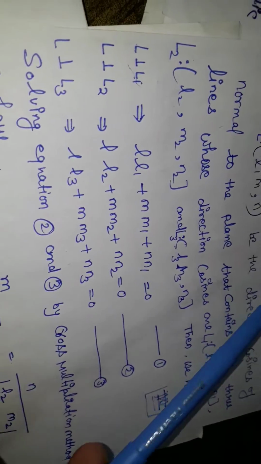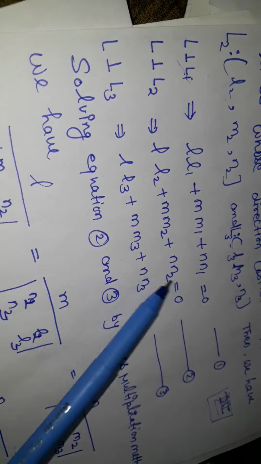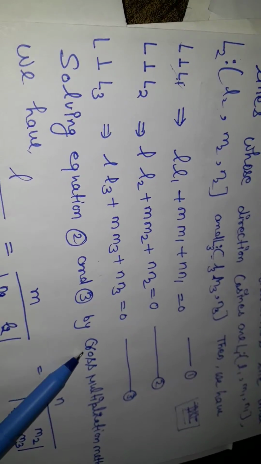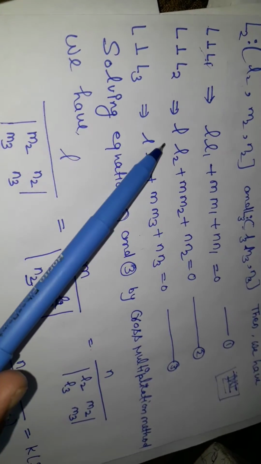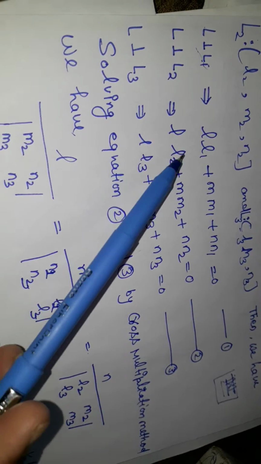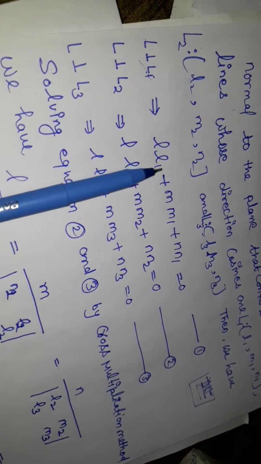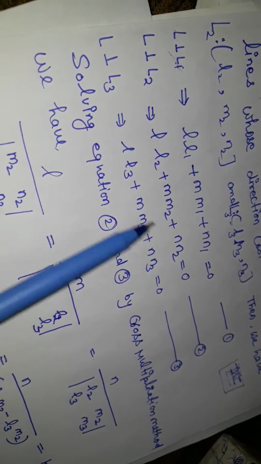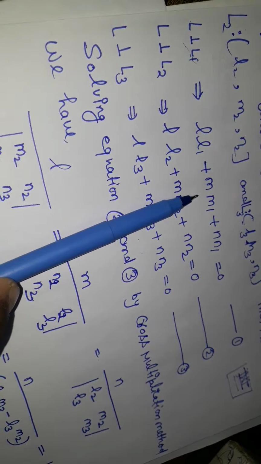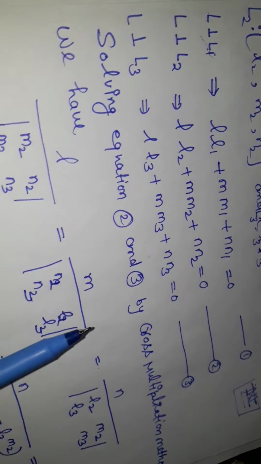I have solved equations second and third here using the cross multiplication method. The procedure is: select the variable which you want to calculate. I want to calculate L, so for some time remove the L terms, think about the coefficients of M and N, and write them in a determinant like this. For M, leave the coefficient of M, then write the coefficient of N and then the coefficient of L.